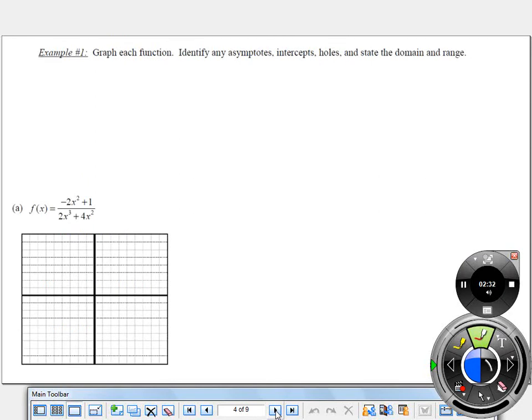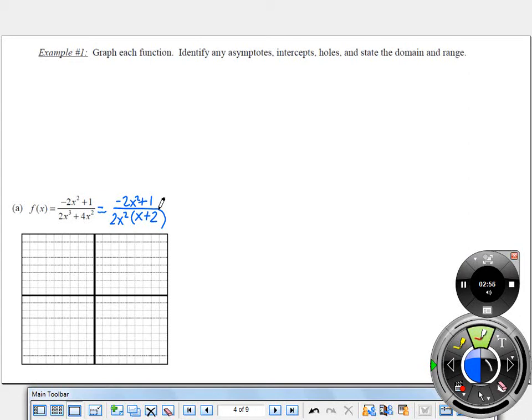We want to graph it. We want to identify asymptotes, intercepts, holes, domain, and range. So it's going to help me, if possible, to factor this function. So my numerator does not factor. But in my denominator, I can factor out a 2x squared. And that leaves an x plus 2.